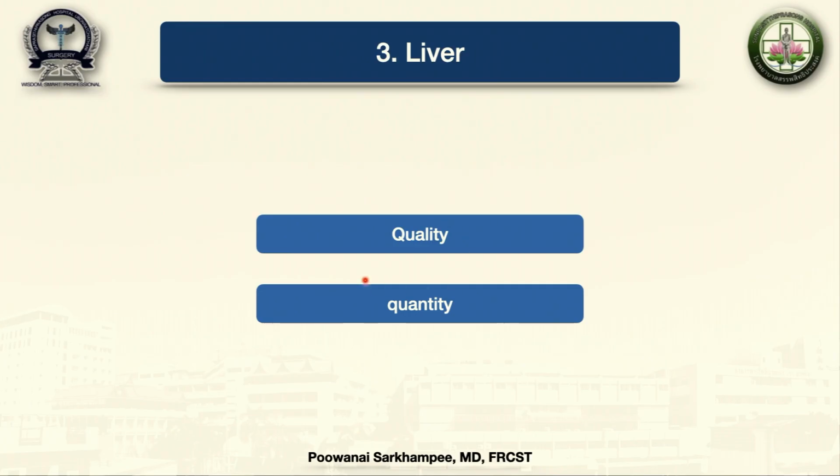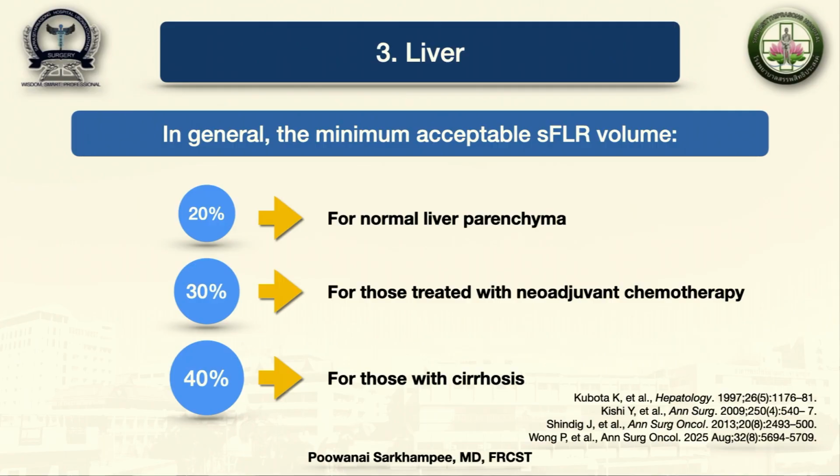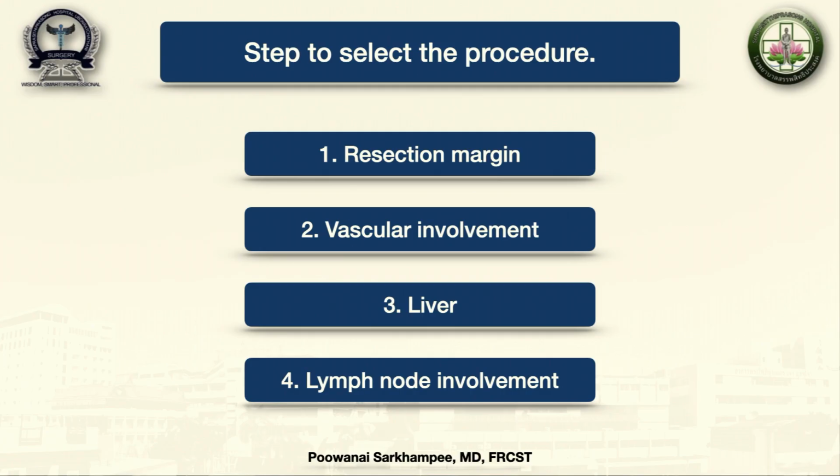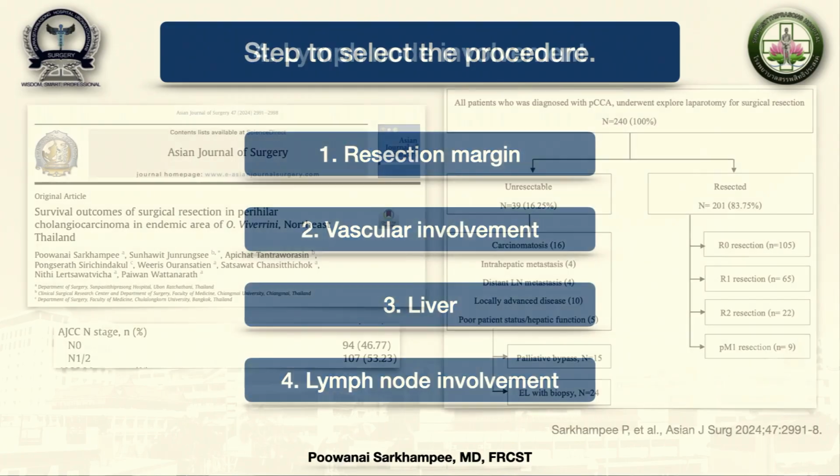Okay, you will evaluate the quality of the liver, and after that you evaluate the quantity, the volume of the liver. This is the general principle, but for perihilar cholangiocarcinoma surgery, we need more than 40% future liver remnant volume to perform liver resection safely, okay? The last step, you will look at the lymph node metastasis. This is the most important point to judge the procedure.